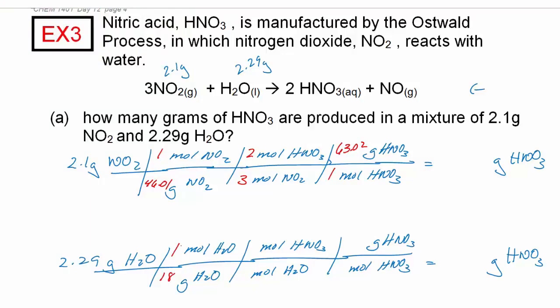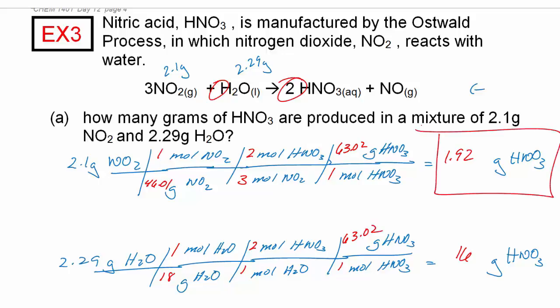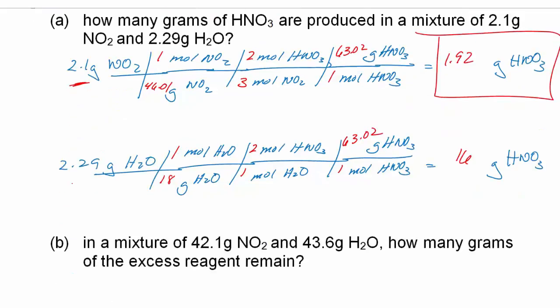18 grams of water in a mole. I've got 1 mole of water for every 2 moles of nitric acid. And in a mole of nitric acid, 63.02 grams. So about 1.92 for the first one, and about 16 for the bottom one. How many grams of nitric acid? It's always your smallest answer. There it is, my theoretical yield of nitric acid, assuming all 2.1 grams of nitrogen dioxide react.